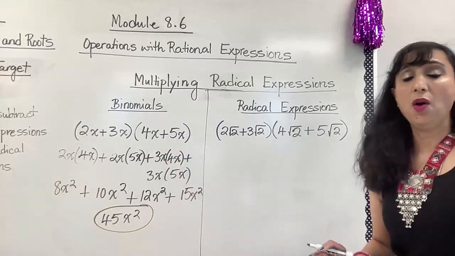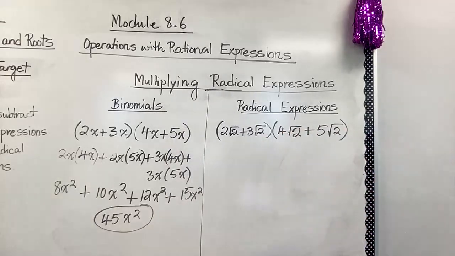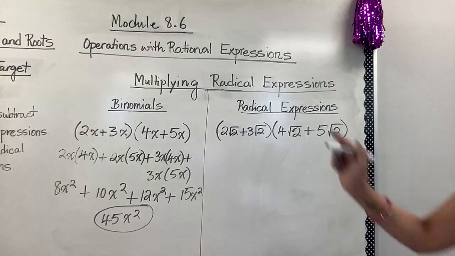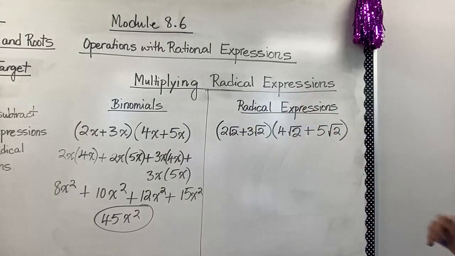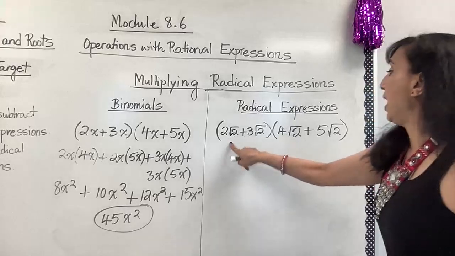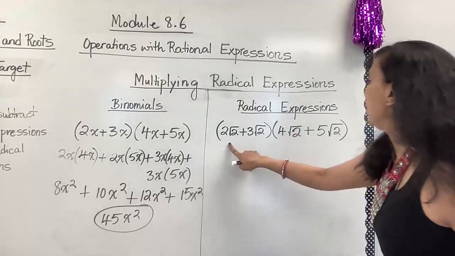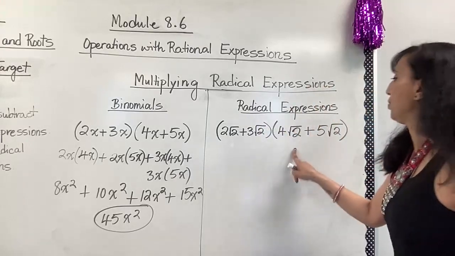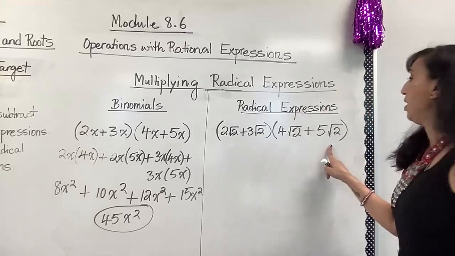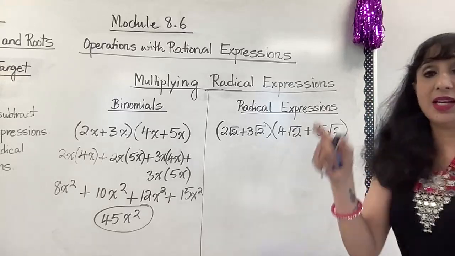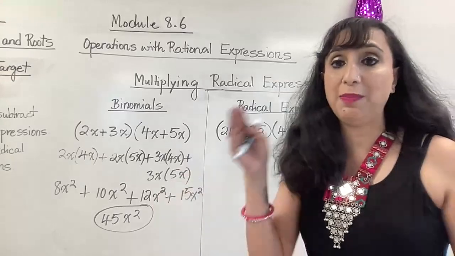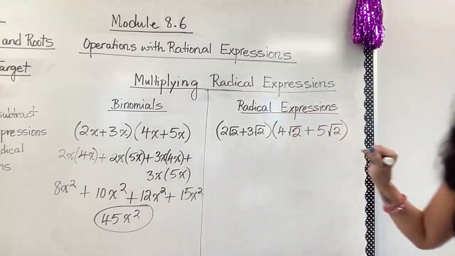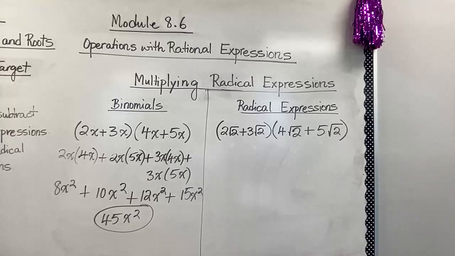Okay, so this is going to be done exactly the same way like I did that. Okay, so 2 root 2 times 4 root 2 plus 2 root 2 times 5 root 2 plus 3 root 2 times 4 root 2 plus 3 root 2 times 5 root 2. So basically it's again distributive property. You are multiplying each term with each term in the other side. Okay, so let's go ahead and write it out.